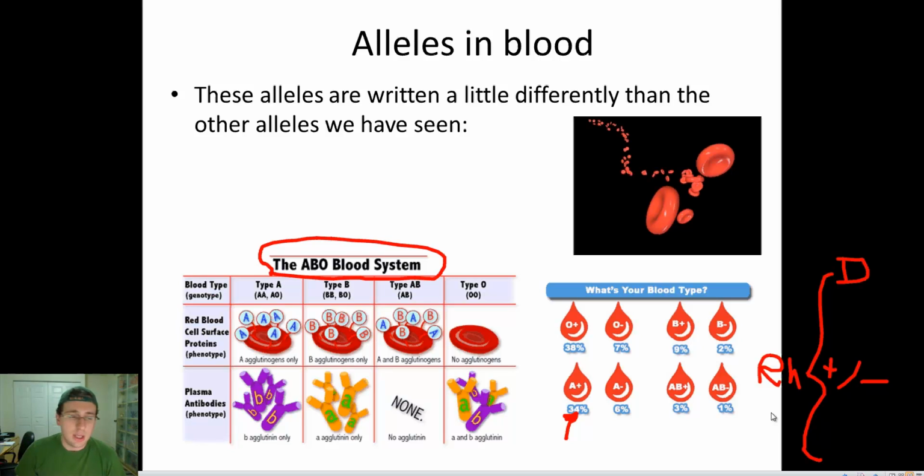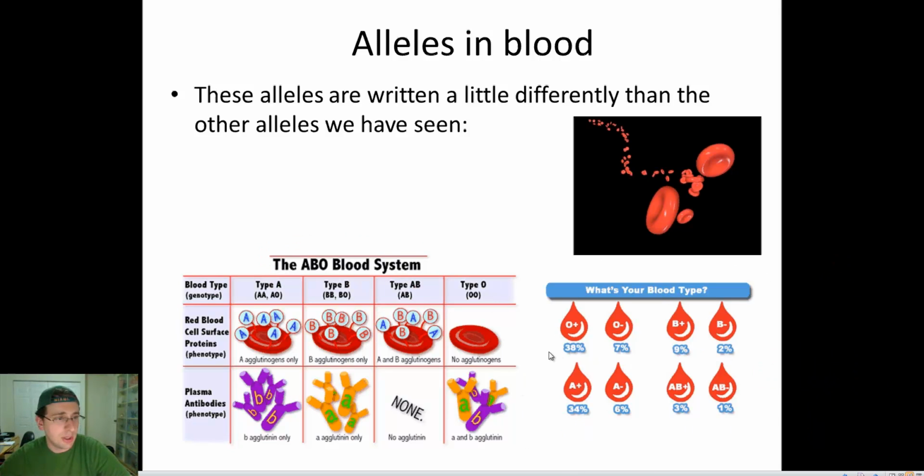All right? Those are basically the most important when you're trying to figure out whether or not you can receive blood from someone else, and we're going to talk about that in the next video. So you can see here the distribution of the common blood types across the human population.